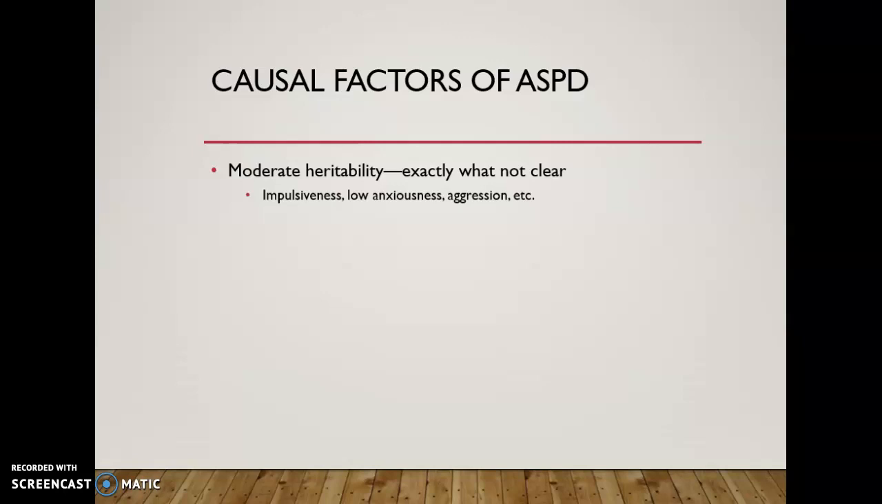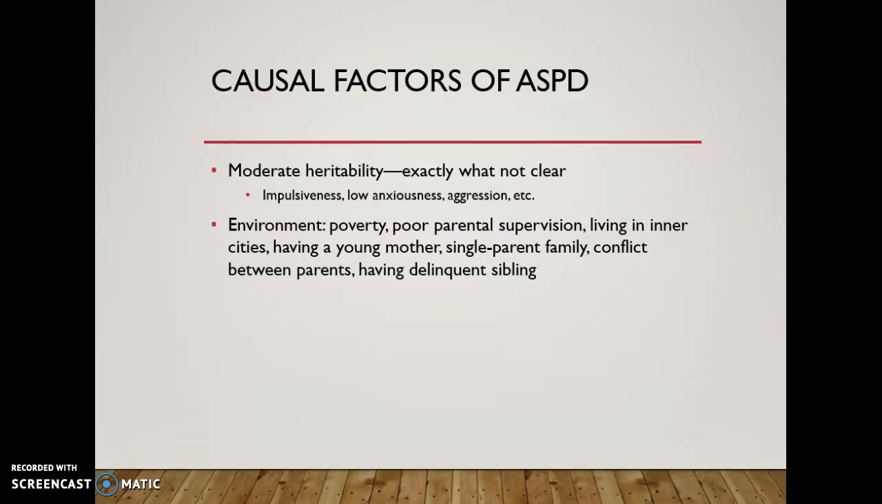We do know that there is a correlation between antisocial personality disorder as well as environment, particularly environment while growing up. So when you see poverty, when you see parents not supervising the kids, living in an inner city, which probably goes along perhaps with parental supervision a lot of times, inner city being sort of synonymous with poor, and therefore maybe parents have to work a lot, that sort of thing. Having a young mother, which is also correlated with poverty. Single parent family, also correlated with poverty. Conflict between parents, having a delinquent sibling. Maybe it's that the sibling goes along with the delinquent sibling and therefore becomes more antisocial. We're not sure. These are correlations, remember, not causations.